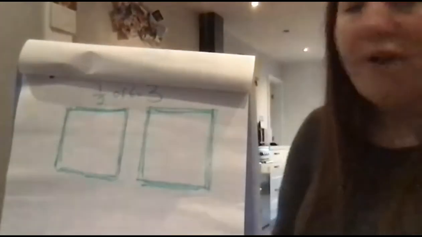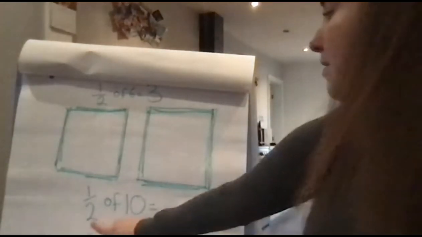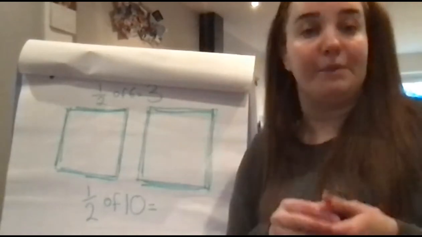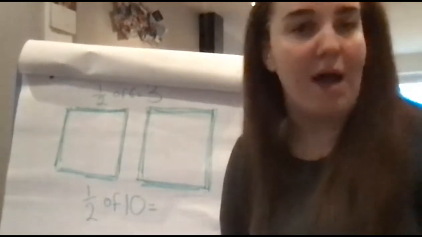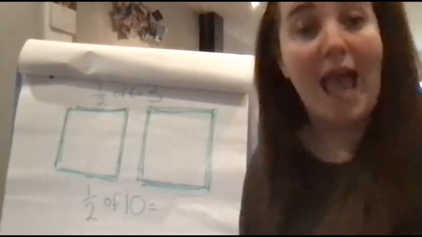What if I was asking half of 10? So I've got to get my 10 sweets. I bought a few more, and I've got to find half of 10. Remembering that 10's our whole number, the whole thing that needs to be shared out. I can't just share some of them out and go, well, I ate some. Can I? I need to make sure that they both get exactly half.